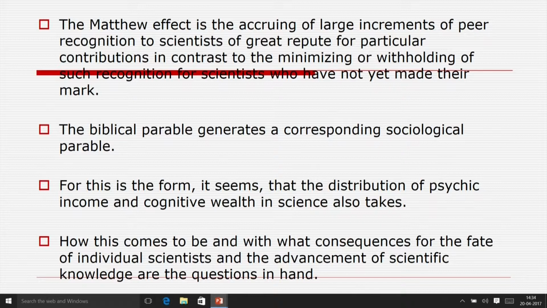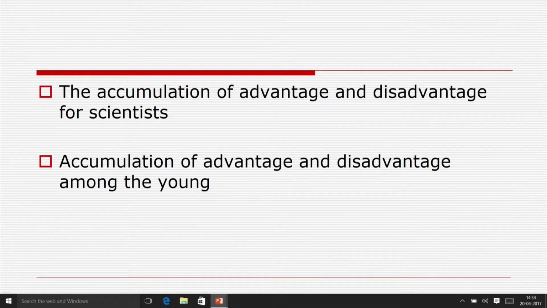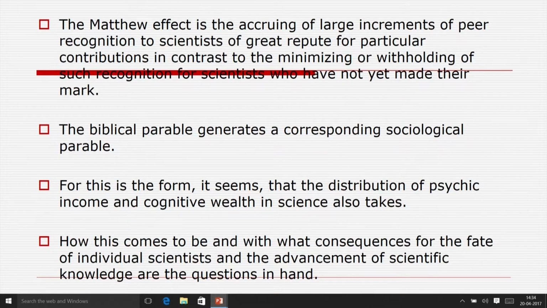Okay? For this is the form, it seems, that the distribution of psychic income and cognitive wealth in science also takes. How this comes to be, and with what consequences for the fate of individual practitioners of science and the advancement of scientific knowledge, are the questions in hand. Okay? Now, it is very important to understand such dynamics.